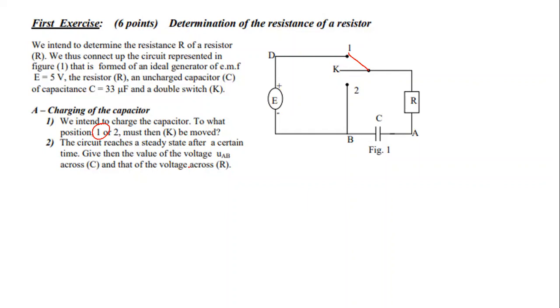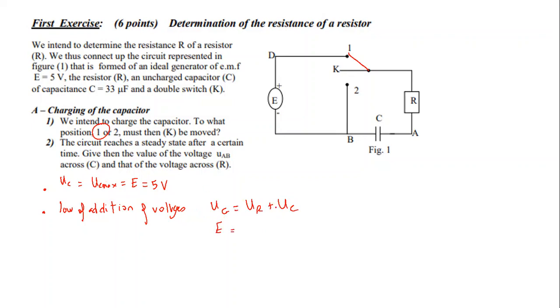In order to find the voltage after a certain time, this means at the end of the charging, we have UC equal to maximum, which means it is equal to E, which is 5 volts. And we also need to find the voltage across the resistor. According to the law of addition of voltages, U of the generator is equal to U of the resistor plus UC. This is E, and at the end UC is equal to E, so E equals UR plus E, which means that UR is equal to 0.